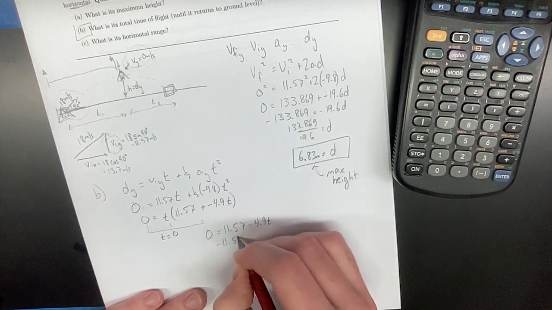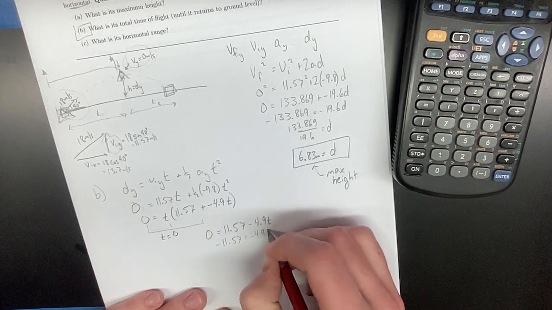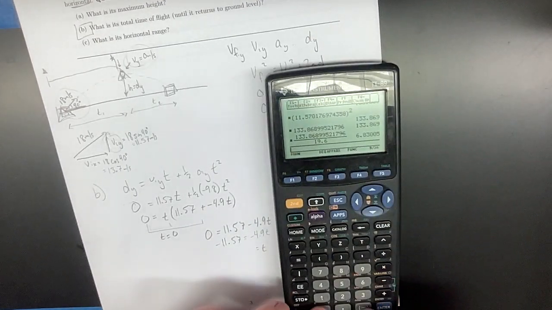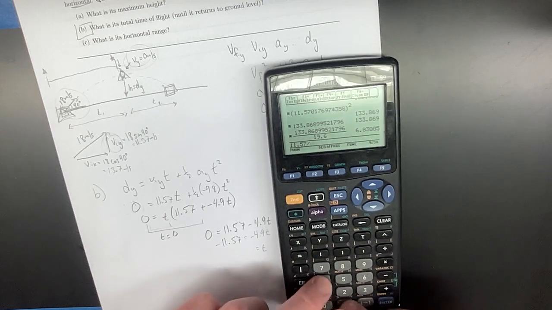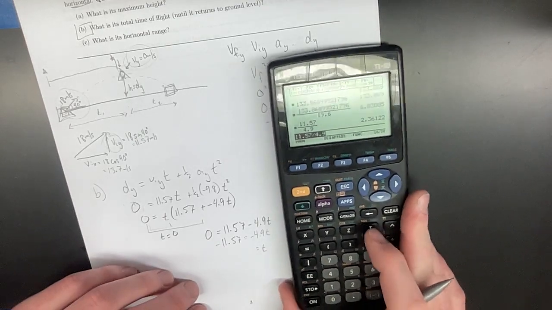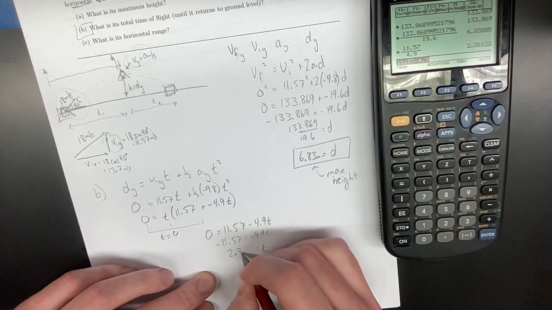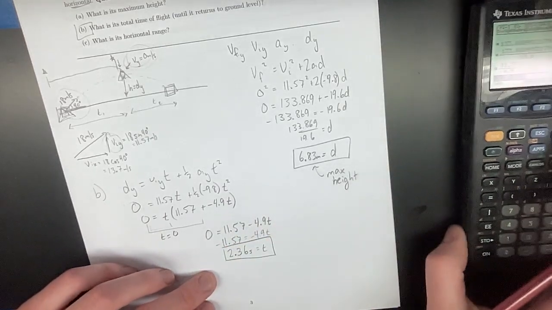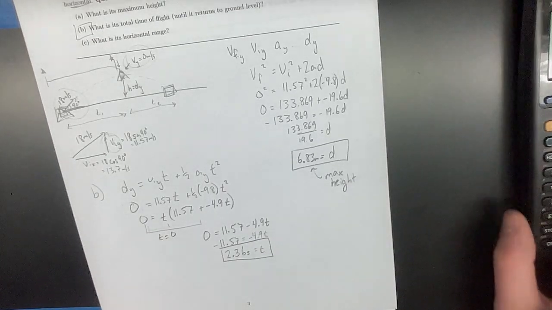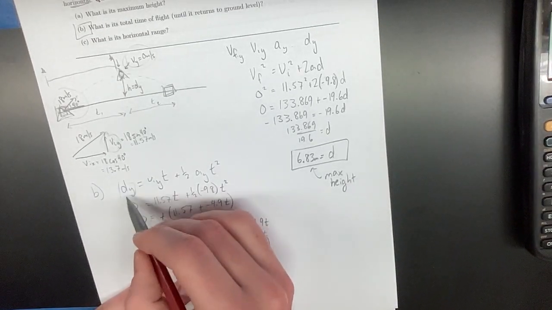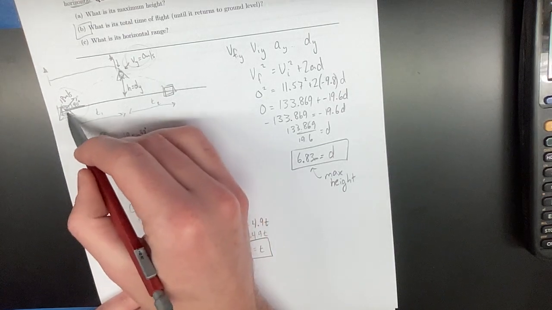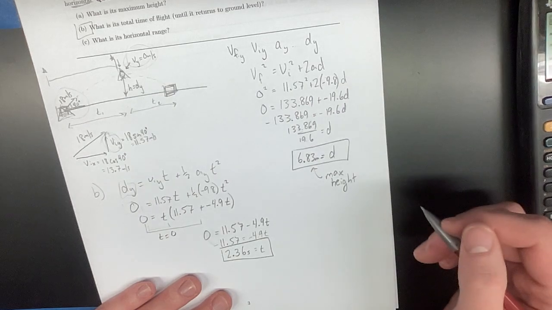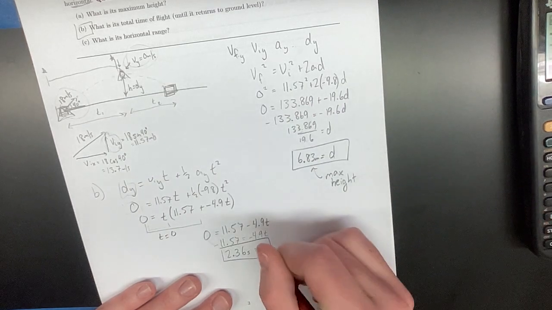Negative 11.57, 2.36. Cool. Now I have to remember not to blindly just multiply things by 2. Because I chose dy as 0, I was choosing these two locations where they end at the same height. So that's already my whole picture. So that's my final answer. That is t total.